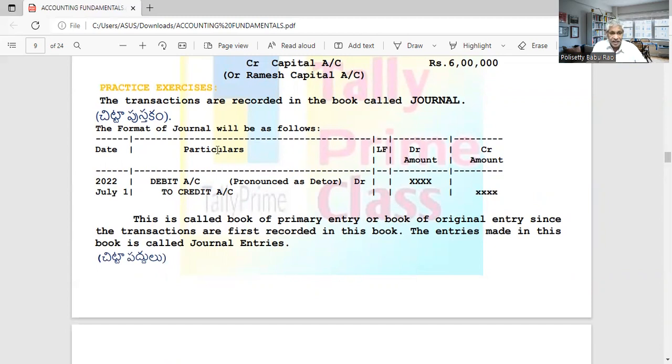The first column is date, the second column is particulars, the third column is ledger folio, then the debit amount, that is the amount of the debit account, and the credit amount, meaning the amount of the credit account. Both sides must tally. One or more accounts, the total must be equal on both sides. So these are the columns.